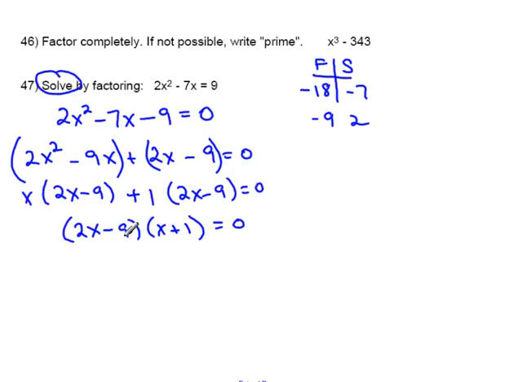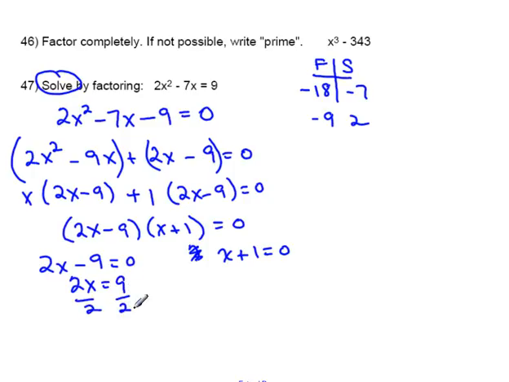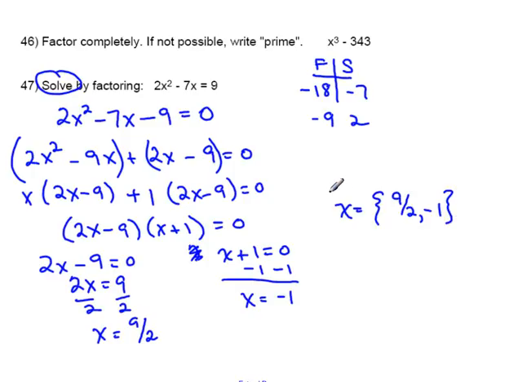You now need to set each factor equal to 0 so that we can find the x value that will solve that equation. Okay, so when I solve this first equation, I would add 9 and then divide by 2. So one of the answers to that equation is 9/2, and here I would subtract 1, and the other answer is negative 1. So write your answer in set notation. And if you wanted to check your answers, you could replace the x with each one of these separately, and they should be true.